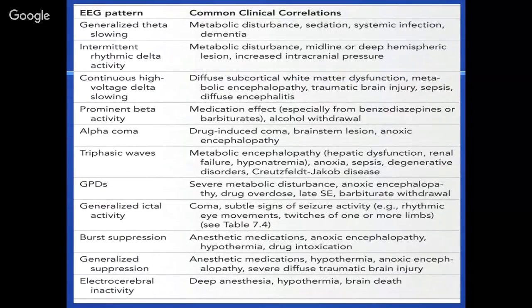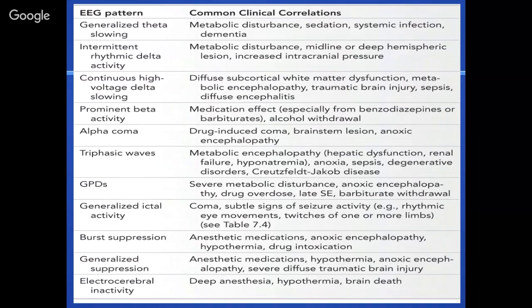Generalized theta slowing. These are the common causes: metabolic, sedation, systemic infection. All right, intermittent rhythmic delta activity. Most of these things are going to be metabolic, deep hemispheric lesions, increased intracranial pressure. So when we see slowing that looks very slow but is not rhythmic, that's what it's telling you. Sometimes when there is a lot of delta rhythmicity, it could be epileptogenic, especially if it's lateralized, but that would be lateralized, not the diffuse encephalopathy, right? So if it's a rhythmic delta, it could indicate increased ICP, right? Something that we don't forget.